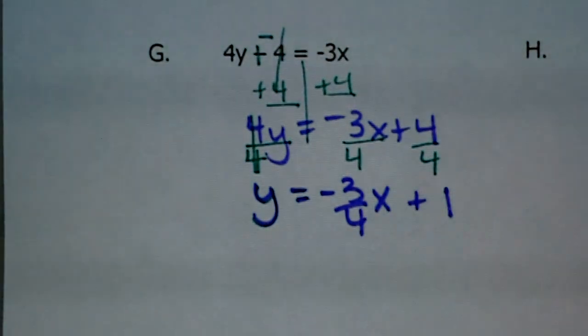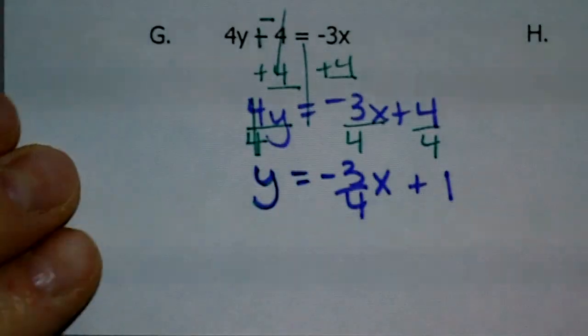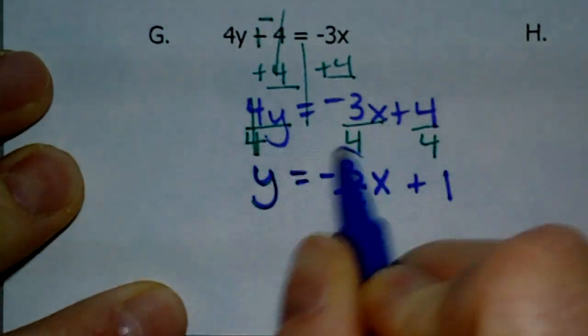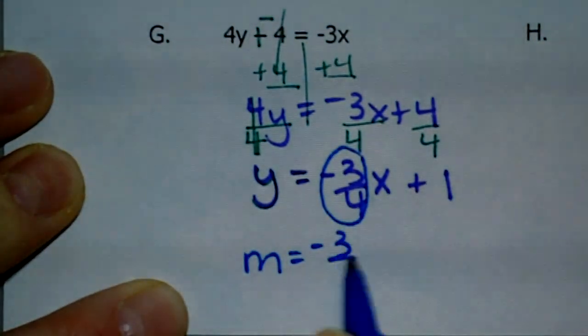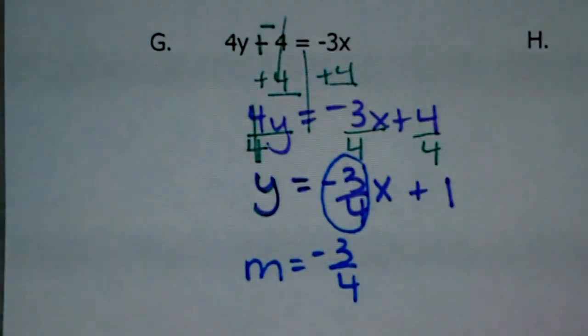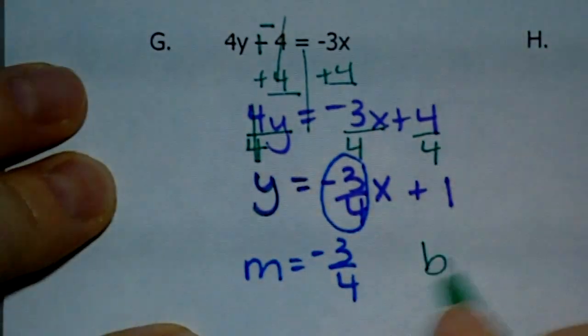A little bit tougher, but not impossible. Now in looking at this equation, the coefficient of x is negative 3/4. That means my slope is negative 3/4. And my b is 1.